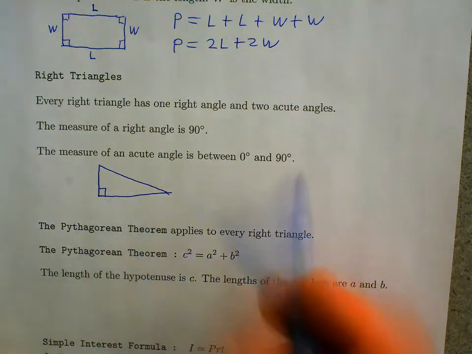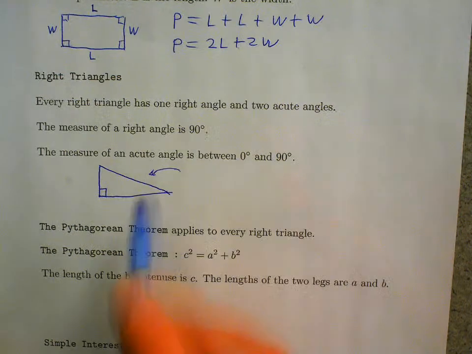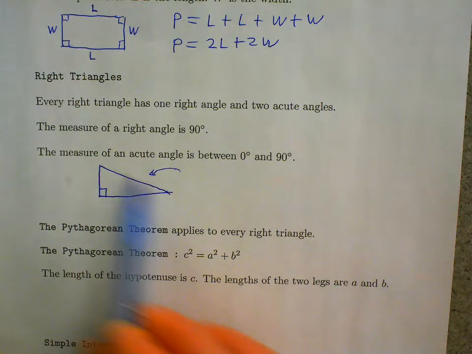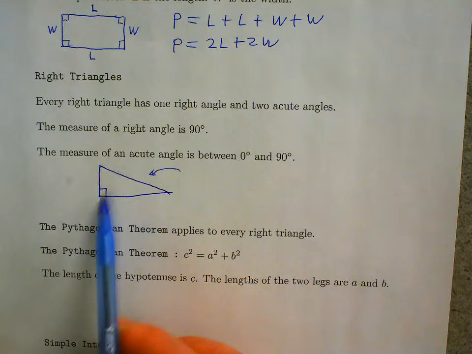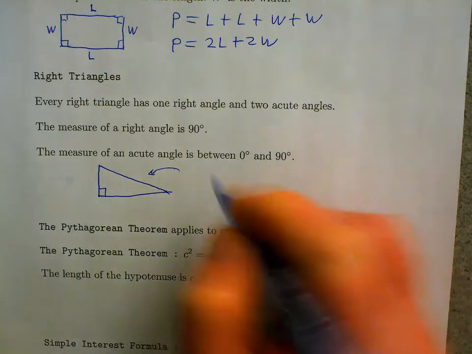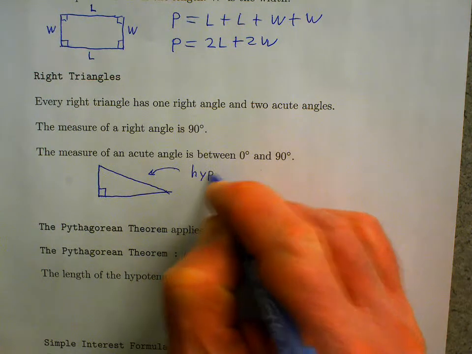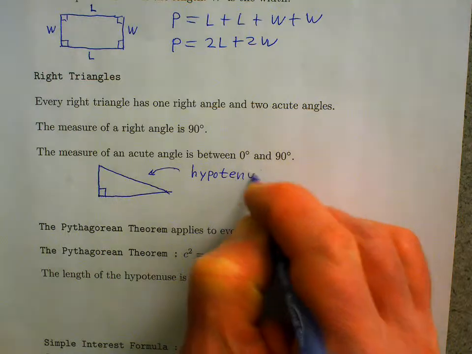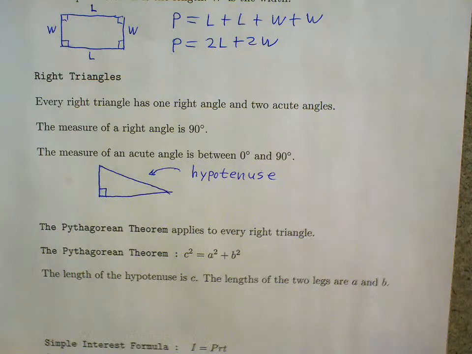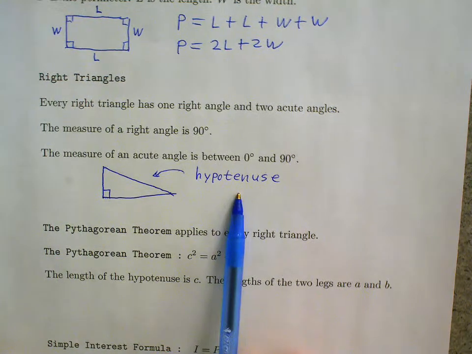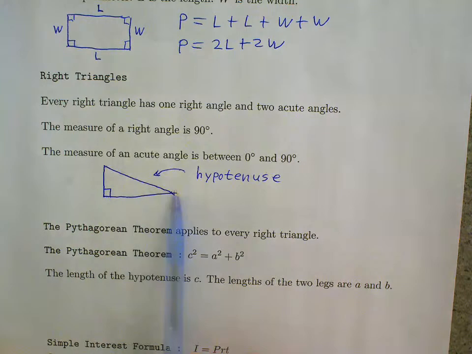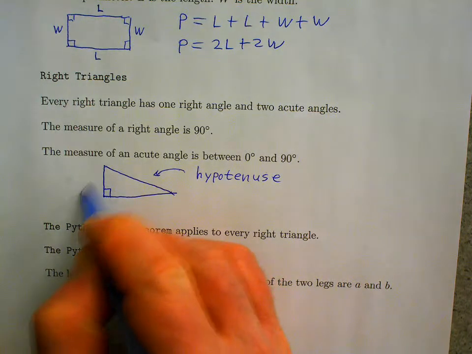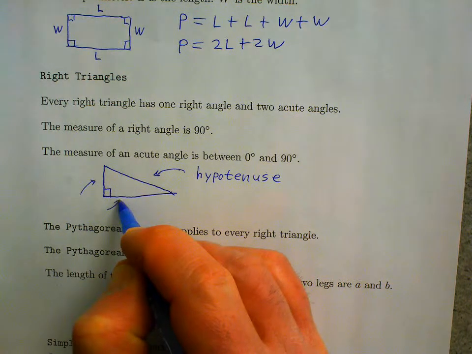So up here, the hypotenuse of a right triangle is the side that is opposite of the right angle. This is the hypotenuse. The hypotenuse of a right triangle is always the longest side, and the two shorter sides are referred to as legs.